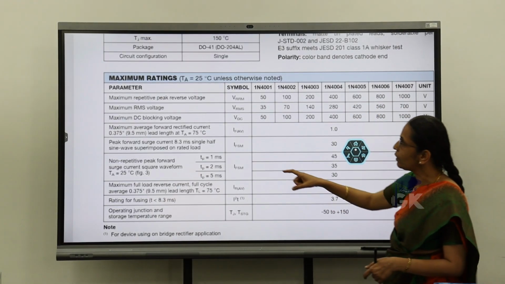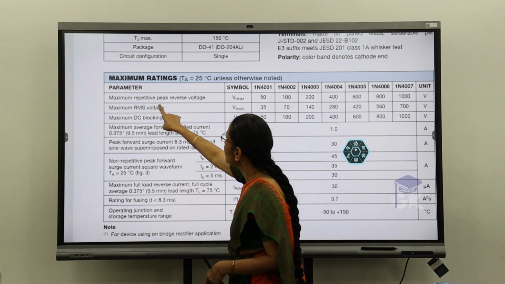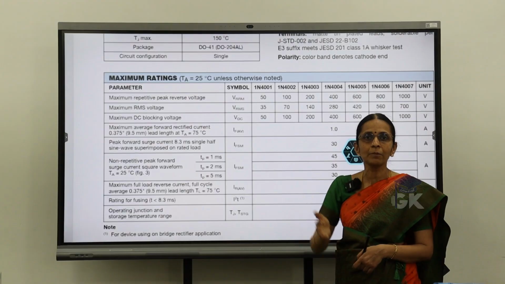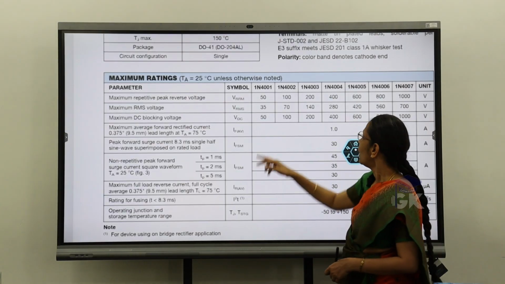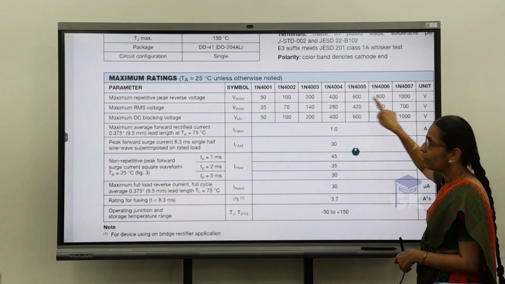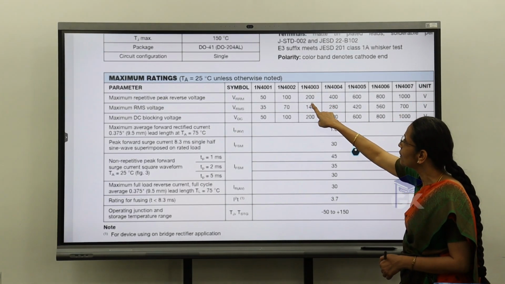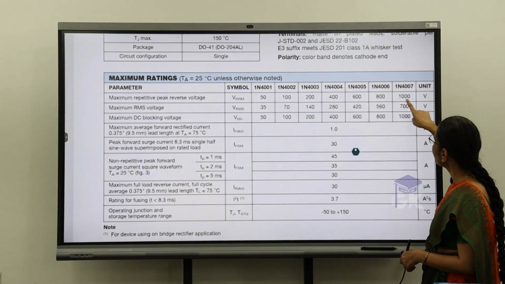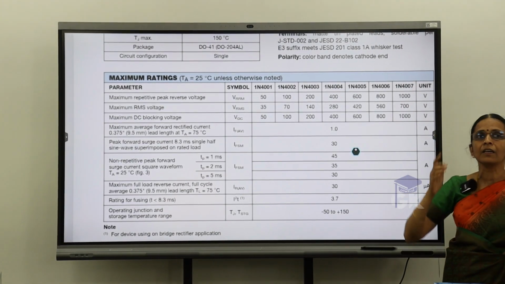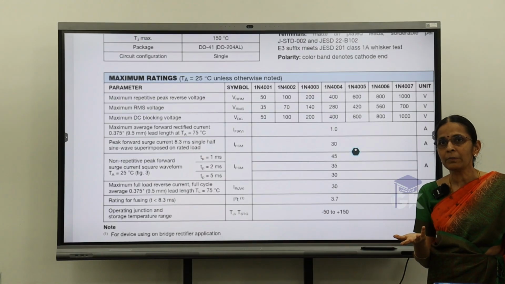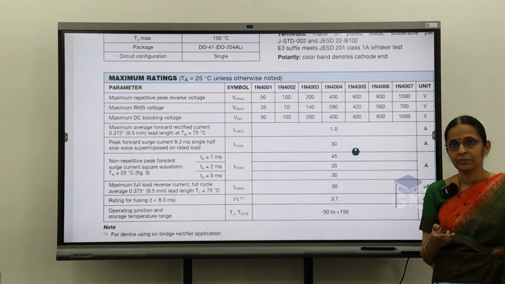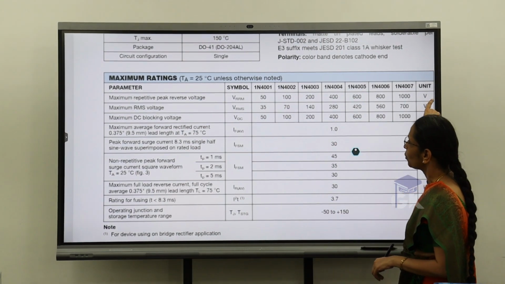For example, I say maximum repetitive peak reverse voltage. What should be the peak voltage beyond which the breakdown will occur for my diode? If I take 4001, it is at 50 volt, whereas 4003 is at 200 volt, whereas when I use 4007, it is at 1000 volt. So that's what I was telling. You will not be able to observe the breakdown at all because it will take place at hundreds or thousands of volt. So this is my reverse voltage.